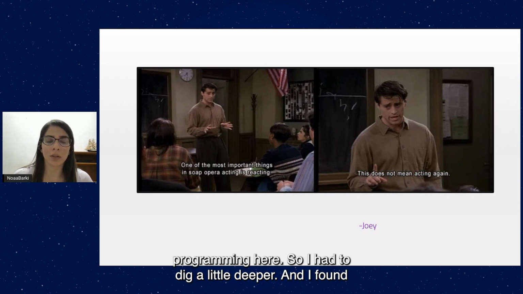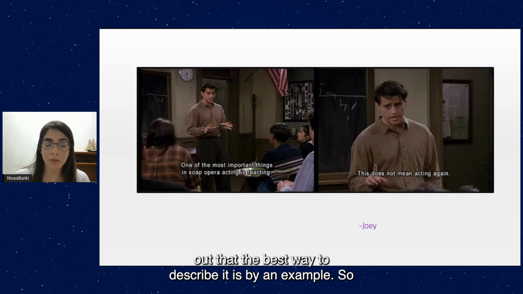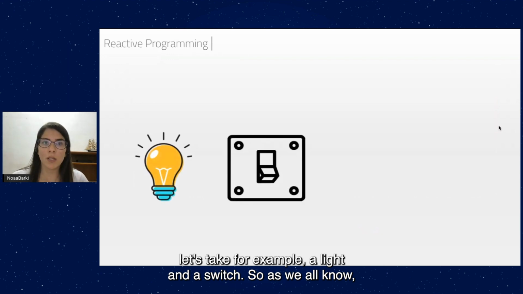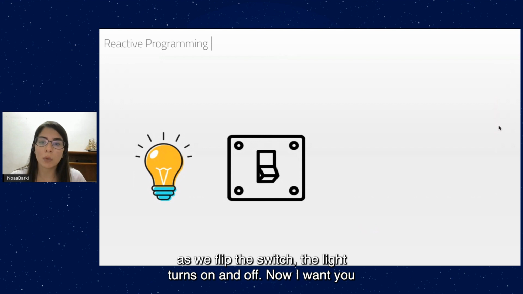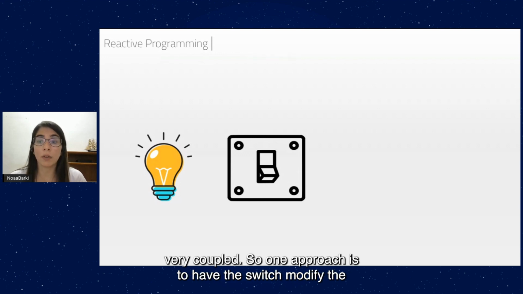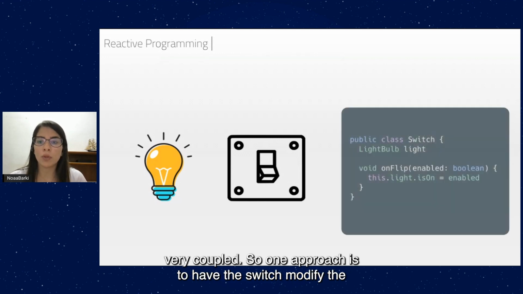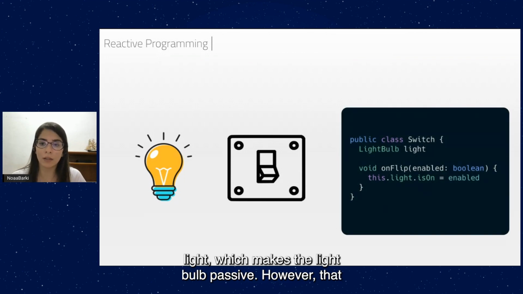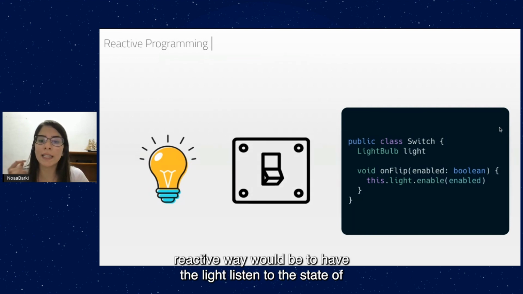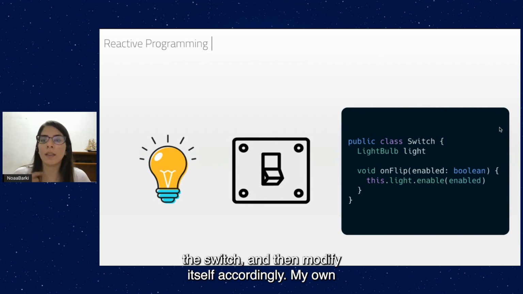So I had to dig a little deeper, and I found out that the best way to describe it is by an example. So let's take, for example, a light and a switch. As we all know, as we flip the switch, the light turns on and off. Now I want you to think about it in coding terms. These 2 components are very coupled. So one approach is to have the switch modify the light, which makes the light bulb passive. However, the reactive way would be to have the light listen to the state of the switch and then modify itself accordingly.